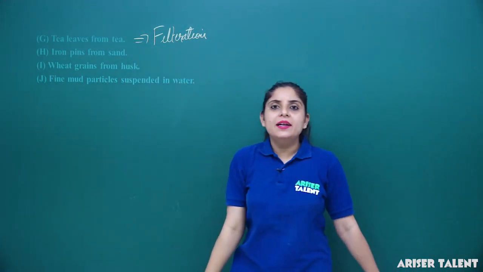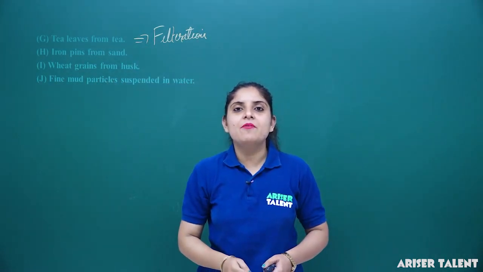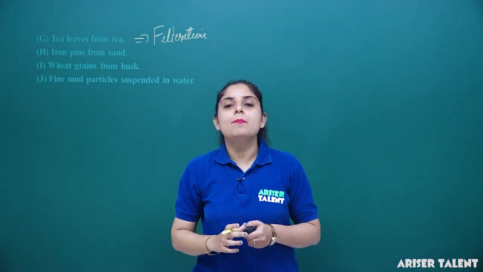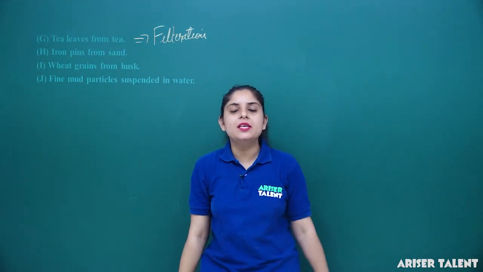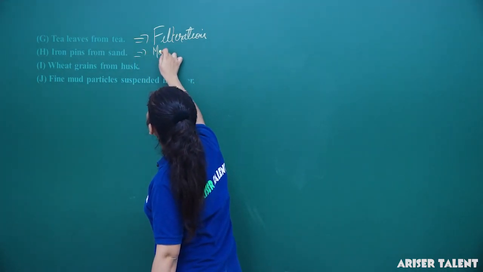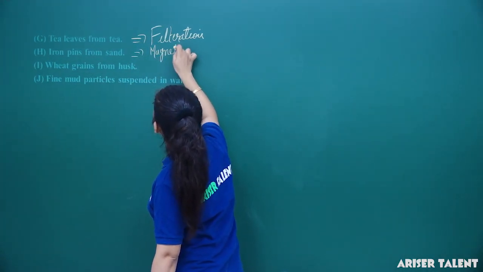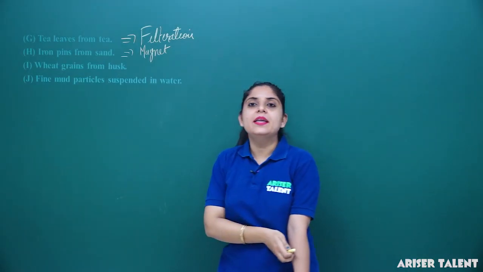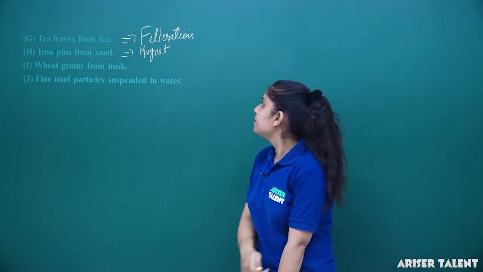Iron pins from sand. As iron has a property to attract a magnet, and a magnet attracts the piece of iron, we will use the magnet for separating iron pins from sand.